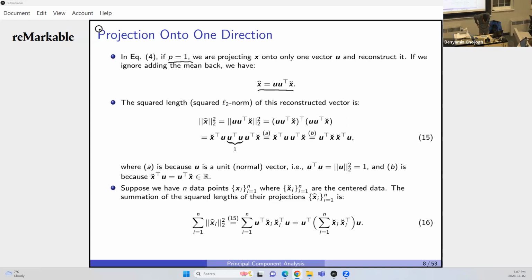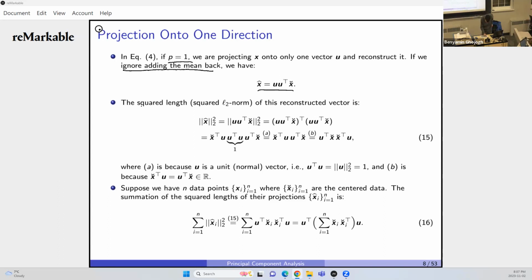By the way, for now, ignore adding back the mean. I mean, it's a construction, right? For this analysis, ignore the adding back. Assume that the data was originally centered in the first place, okay? It didn't have any mean.